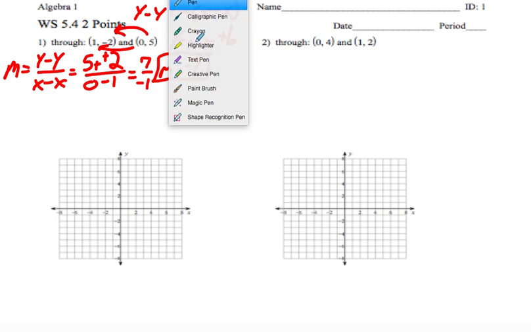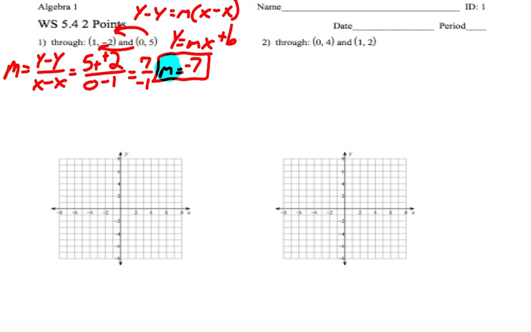So we can use that information in either one of these 2 points. Now if you pick 0 for x, you have to use 5 for y. Or if you pick 1 for x, you have to use negative 2 for y. So I'm going to choose to use this 1, negative 2 coordinate right here.